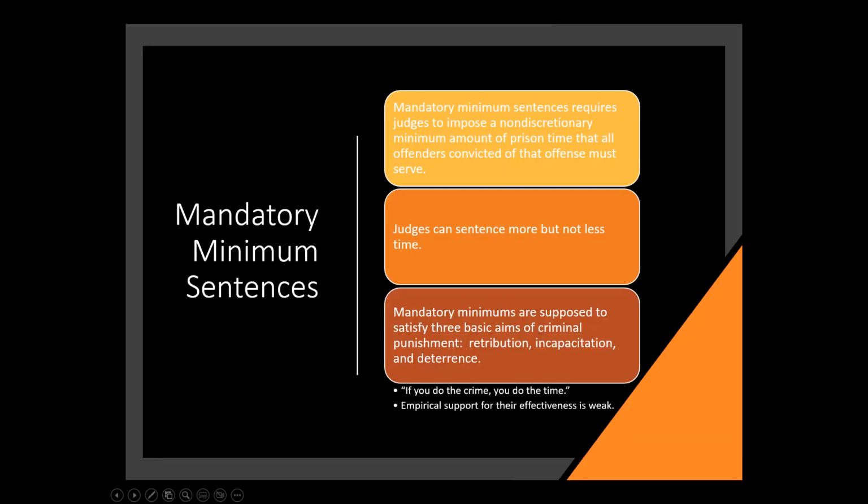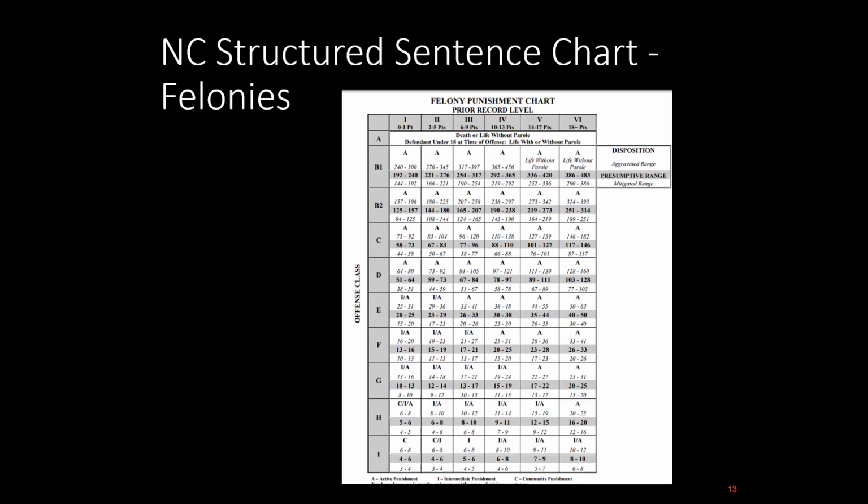All right. Mandatory minimum sentences. Mandatory minimum sentences require a judge to impose a non-discretionary minimum amount of time in prison. If we go back to this chart, you notice all these A's, right? If you commit a Class D felony, you'll notice everything, even if you have no prior offenses, it's got an A, that's active time in prison.